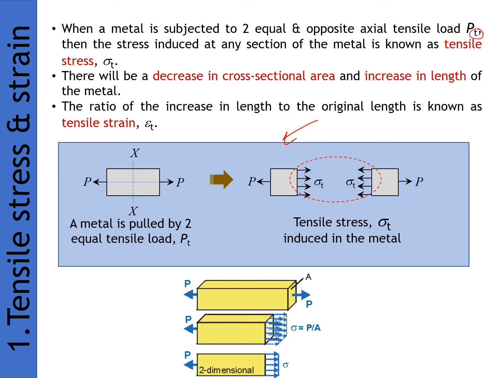For example, this is the metal before being pulled, and this is the metal after the pull. We can see here that uniform tensile stresses occurred. The ratio of the increase in the length to the original length is known as the tensile strain, which is the elongation.